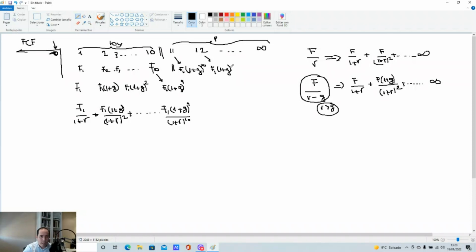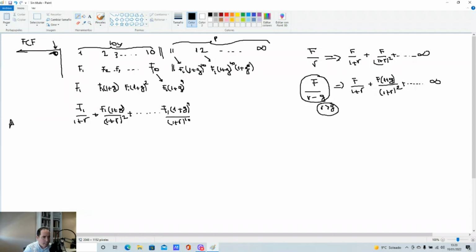I mean, if we are making projections here, we will need something like this. For example, for the next 10 years, we could assume that we are growing at 3%, and in the case of the perpetuity, we could consider that we are growing at 1% or 0.5%. This is the way in which we could be conservative in our assumptions.